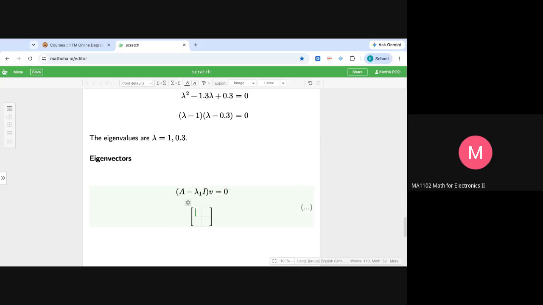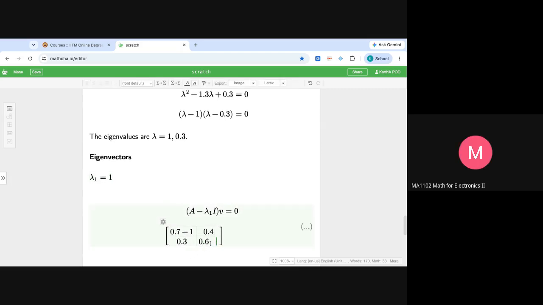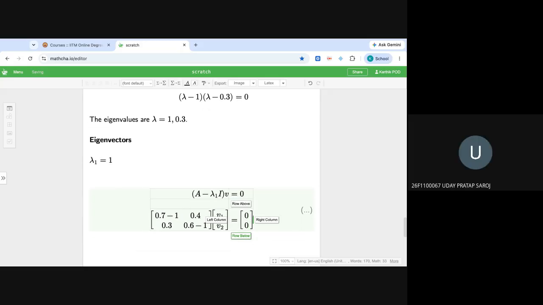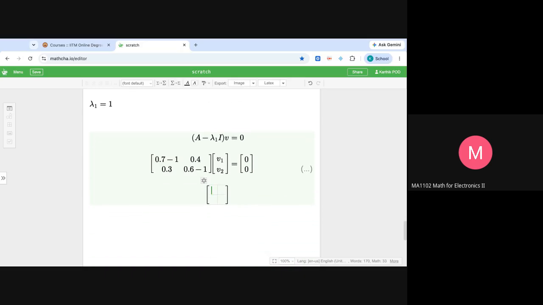So this A is what? 0.7, 0.4, 0.3, 0.6, and we are doing minus lambda 1. Let's say we are doing this first for lambda 1. So 1 minus, so this is 0.6 minus 1, and we have v1, v2, some eigenvector, is the 0 vector. So this is 0, 0, right? And so this becomes minus 0.3, 0.4, 0.3, and minus 0.4, correct?